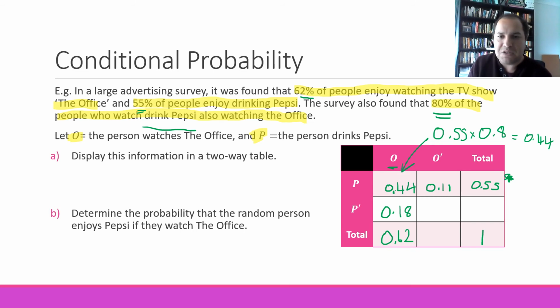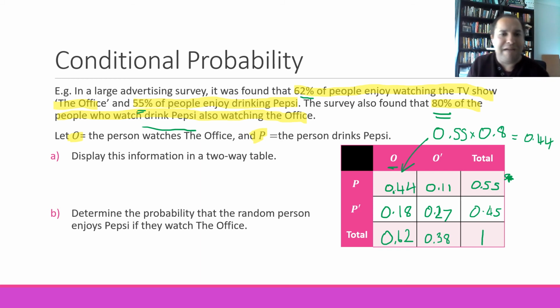All right, 0.62 plus some number gives us 1. So if 62% of people like The Office, the remaining 38 mustn't. And in the same way, if 55% of people like Pepsi, then 45% do not, altogether adding to 100%. And then in the middle here, we've got 0.11 plus some number gives us 0.38. That should be 0.27. And then looking crossways, 0.18 plus 0.27 does end up giving us the 0.45. So this is our table and it all works out well.